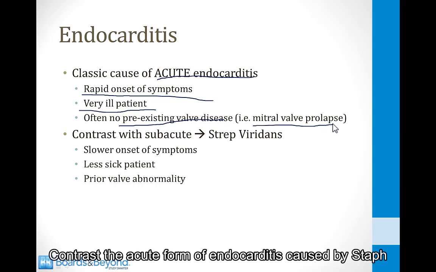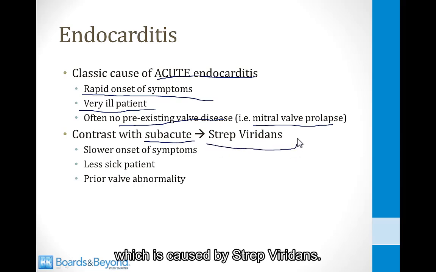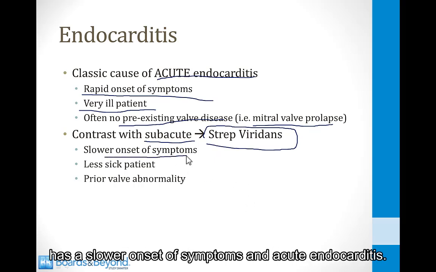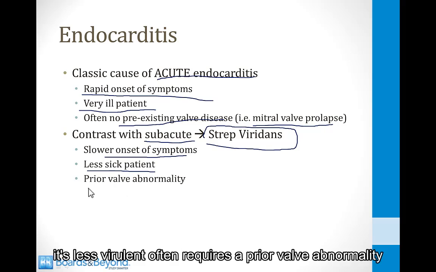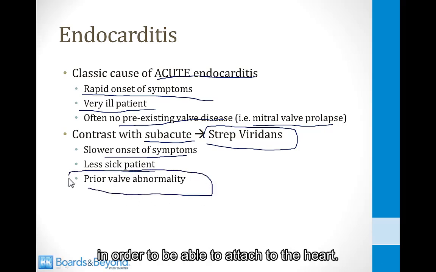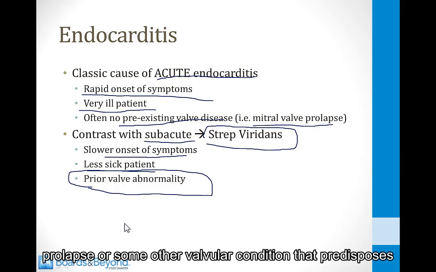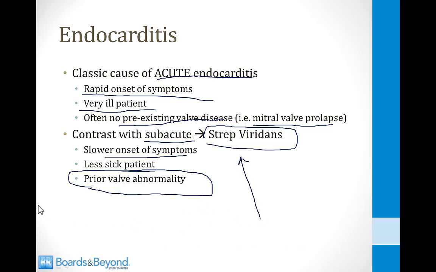Contrast the acute form of endocarditis caused by staph with the subacute form, which is caused by strep viridans. So strep viridans is a mouth flora. Endocarditis from strep viridans has a slower onset of symptoms than acute endocarditis. The patients are usually less ill. And strep viridans, because it's less virulent, often requires a prior valve abnormality in order to be able to attach to the heart. So these patients will often have a history of mitral valve prolapse or some other valvular condition that predisposes them to endocarditis with strep viridans.